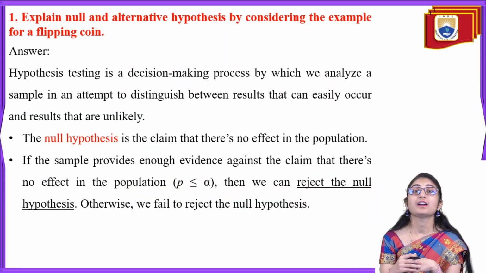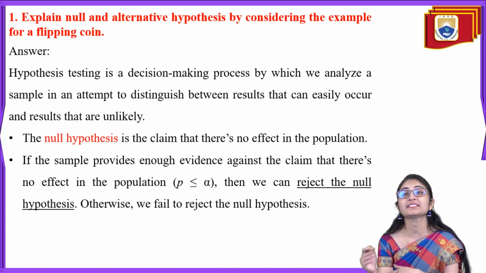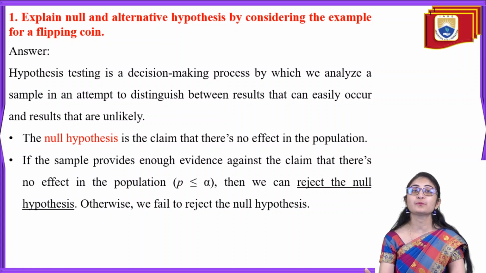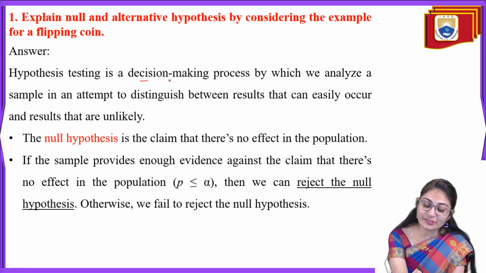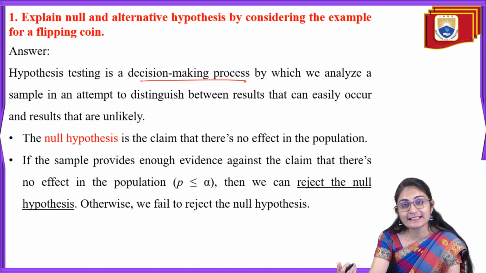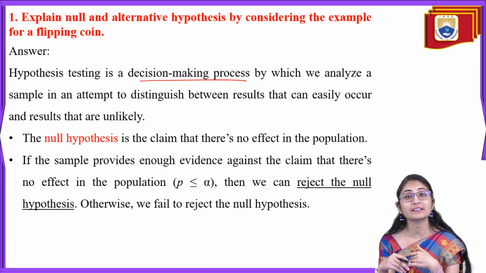Now we will see what the null and alternative hypotheses are, or we can say, explain the null and alternative hypothesis by considering the example of flipping a coin. Everybody knows what is meant by hypothesis testing. Actually, we can say that hypothesis testing is a decision making process which helps to analyze your sample when you are finding a result that can easily occur, or a result that is unlikely.